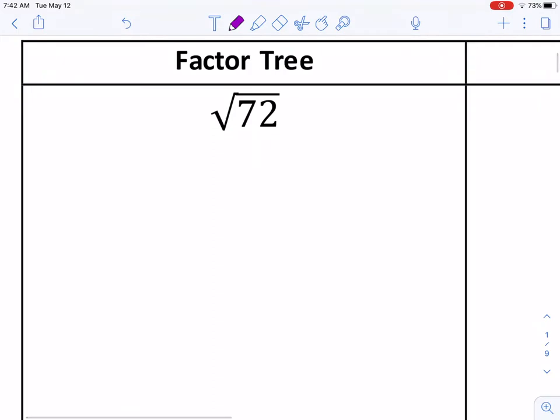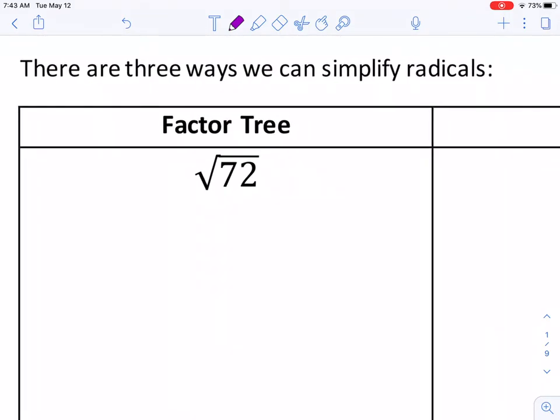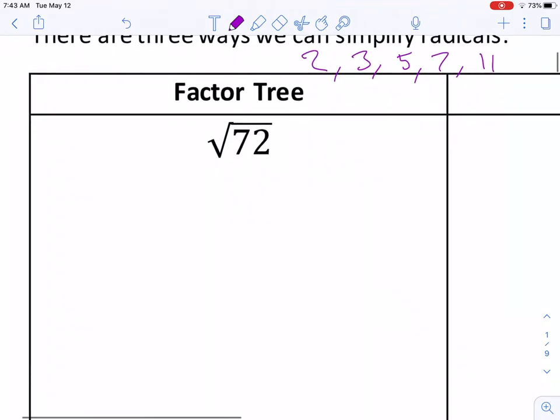So let's talk about a factor tree. The whole idea is that we want to break 72 down into its prime factors. So our prime numbers that we're going to be really using a lot will be 2, 3, 5, 7, and occasionally we'll get to use an 11. For most of the work that we're going to be doing, these are the numbers that we're going to be looking for. We're going to break everything down into 2s, 3s, 5s, 7s, 11s. So you'll see kind of how that works here on our factor tree.